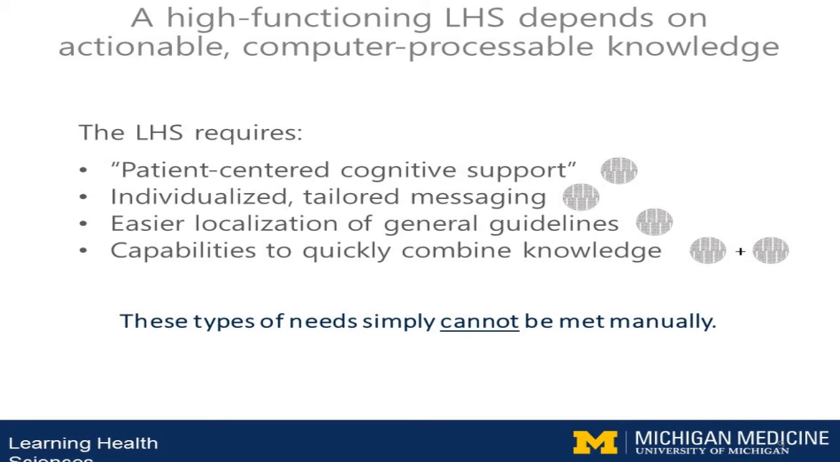Capabilities to quickly combine knowledge is another thing that's difficult to do today, but we think in a learning health system this is going to be absolutely necessary. So for example, to combine a predictive model and the output from a predictive model with a set of rules in order to get to more effective information interventions. So all of these types of things, tailoring of messages automatically, combining knowledge, localization, this kind of patient-centered cognitive support, these are not things that we can provide without the computer. These are not things that we can provide manually. And this is driving our work.